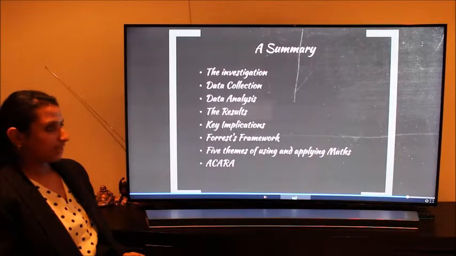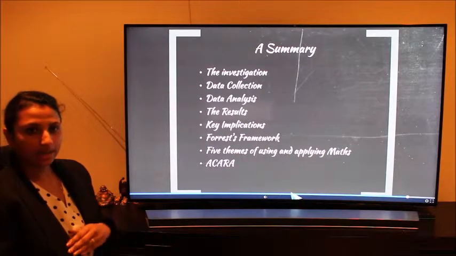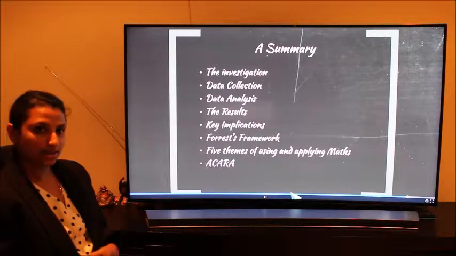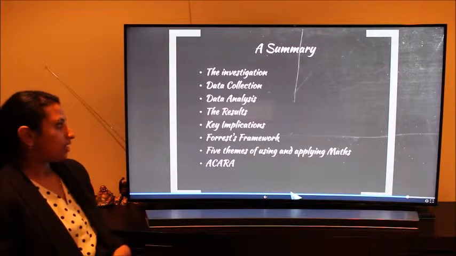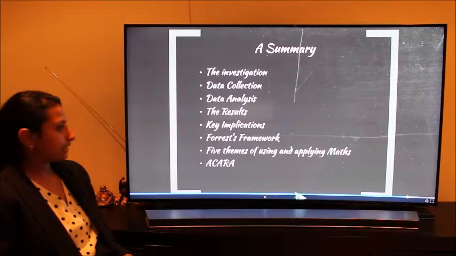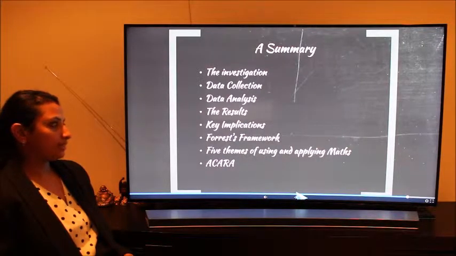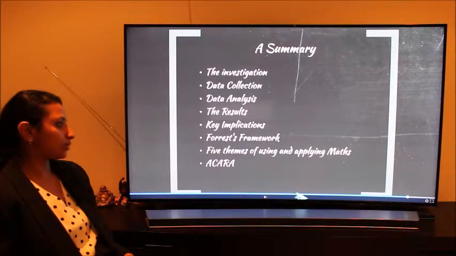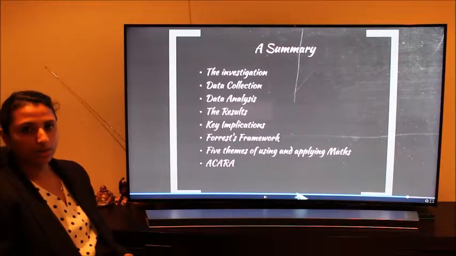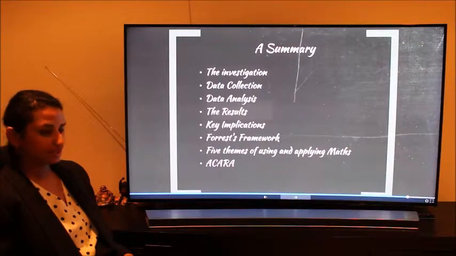And with the key implications, it might change the way I make my card-based transactions, and my peers might be making more informed decisions. Forrest's framework was discussed in detail using the 5 themes of using and applying mathematics. And ACARA was also discussed with how a classroom goes in for the investigation.